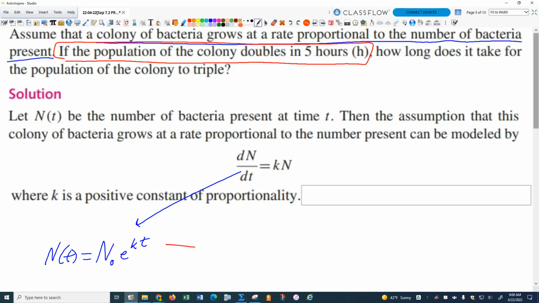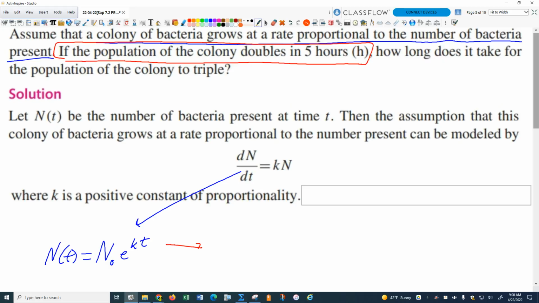Okay, so if we plug in that information, the population doubles in 5 hours, how do I interpret that? How do I write an equation to match that statement? So what's the value of t that I'm going to input? 5. What's the value of n that I'm going to input? N naught is a constant. What's the value of n we're going to plug in if the colony doubles in 5 hours? 2 n naught, right? Everybody get that?